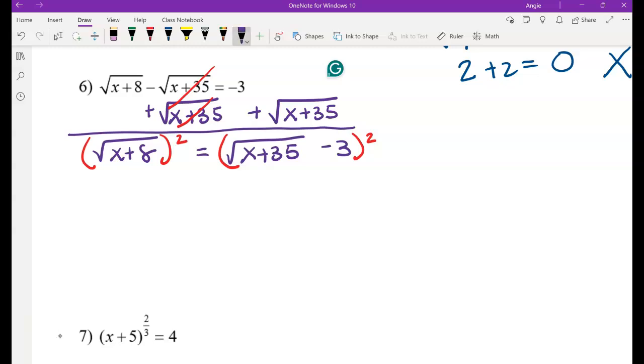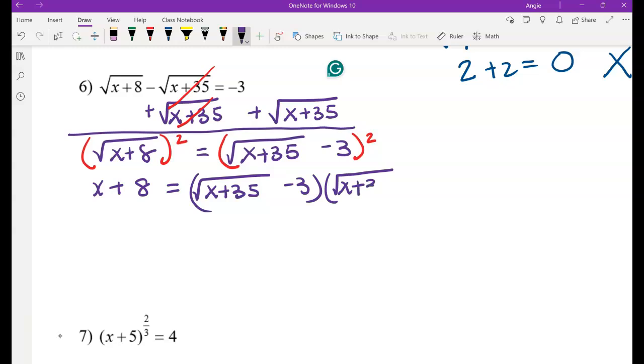On the left side, it is easy to get rid of the radical sign. On the right side, it's a little bit more difficult because we are going to write this out twice, guys, okay? And FOIL. So write it out twice and let's multiply. So on the right side, radical x plus 35 times radical x plus 35, students, the two radicals will go. So now we have x plus 35.